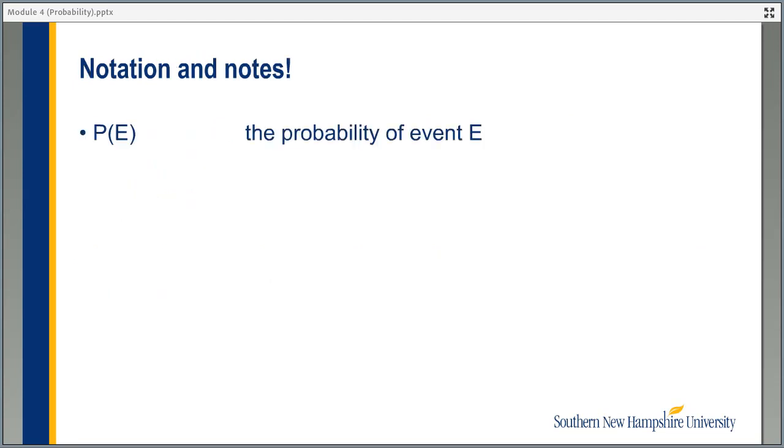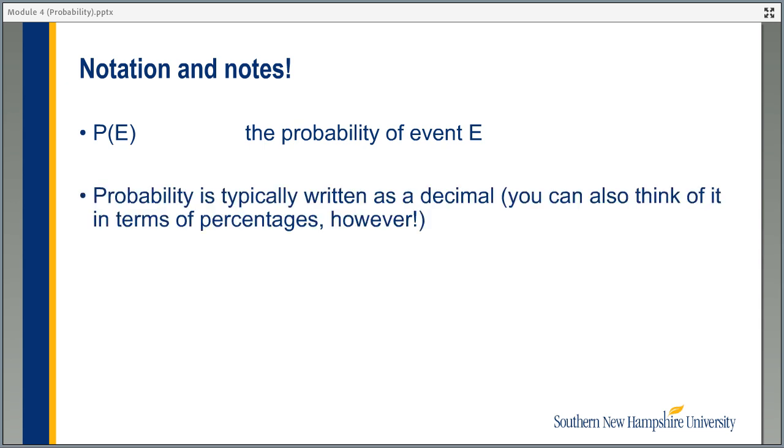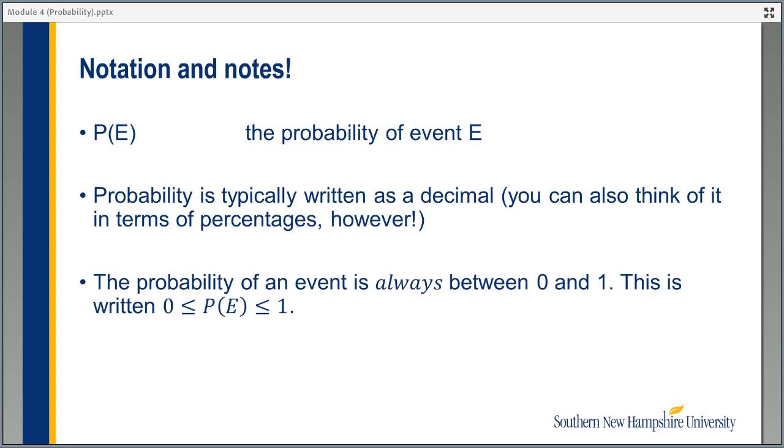To write the probability of an event, we have a capital P, and then inside the parentheses we will have our event. We're calling our event E in this case. Probability is typically written as a decimal, but you can also think of it as a percentage. The probability of an event is always going to be between 0 and 1. You can include 0 and you can include 1. Consider for a moment what a probability of 0 means and what a probability of 1 would mean.